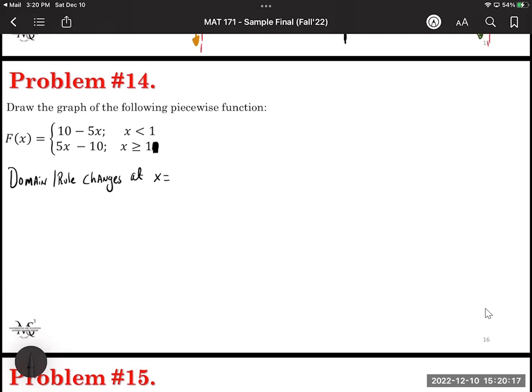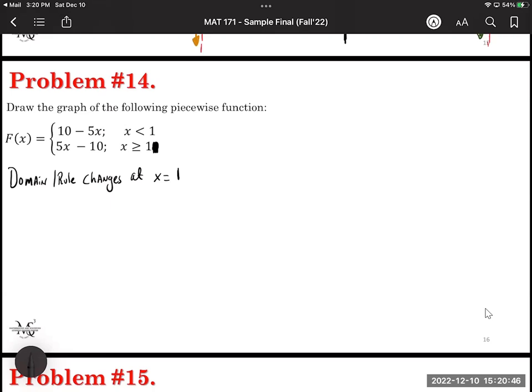Has anyone seen this type of question in their class? At what value of x is the domain changing? 1. There you go, Miriam. Thank you. The domain changes at x equals 1. So because the domain changes at x equals 1, that means that when you graph a piecewise function that involves multiple equations, at x equals 1 you're going to have an open point versus a closed point.